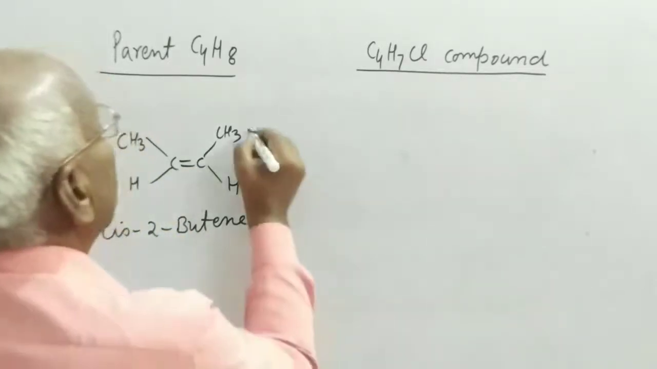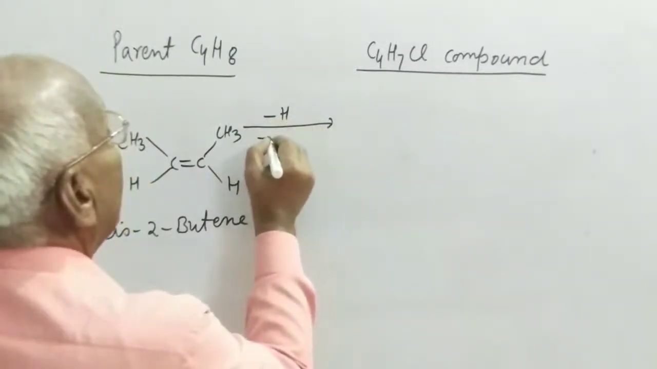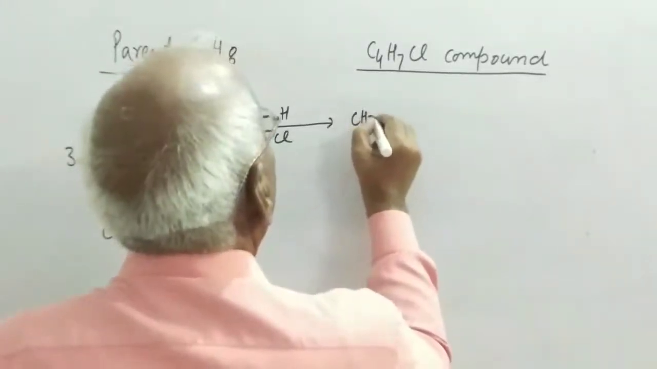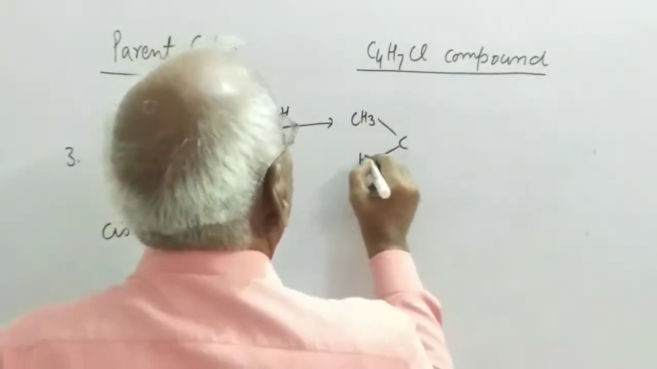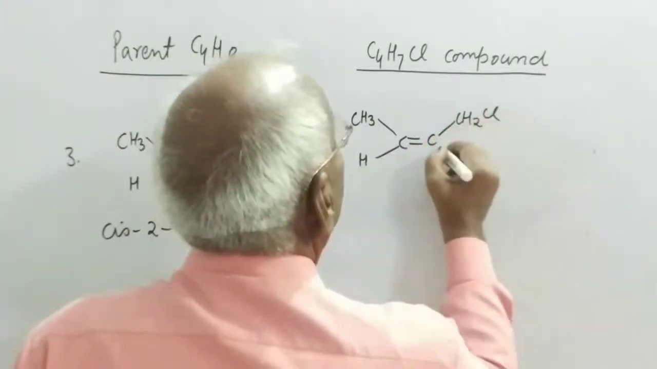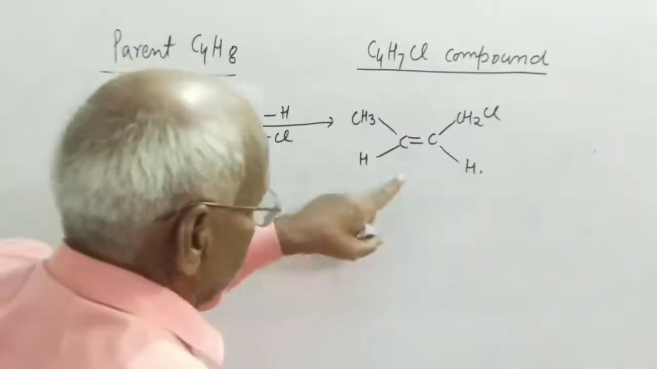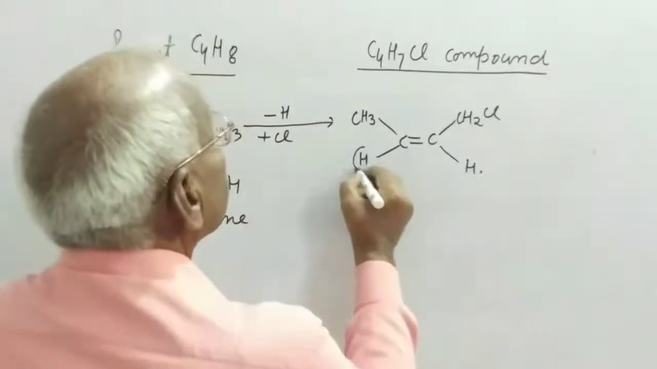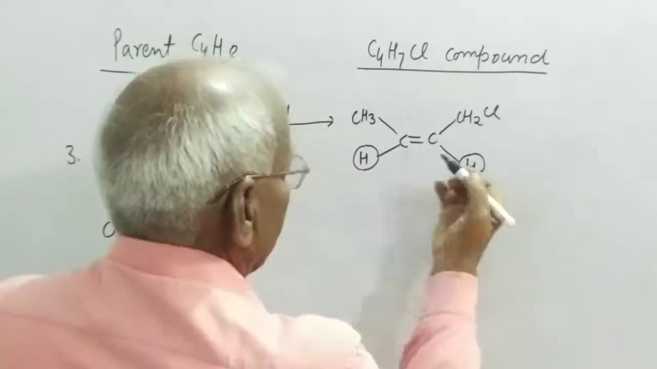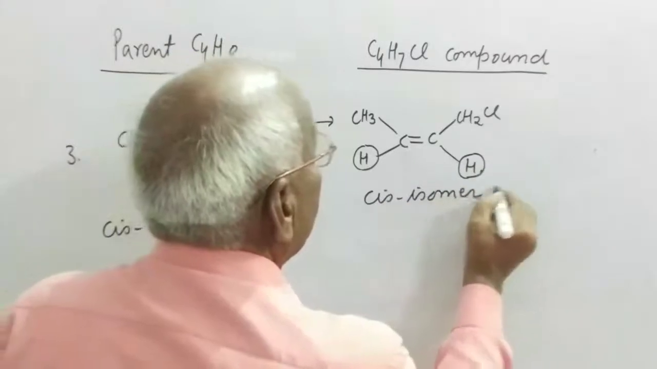So I am going to replace one hydrogen from CH3 and add one chlorine atom. So the molecule will look like this: CH2Cl and this H. This is a geometrical isomer because each sp2 carbon carries two different substituents. So this is an isomer. Label it as 3.